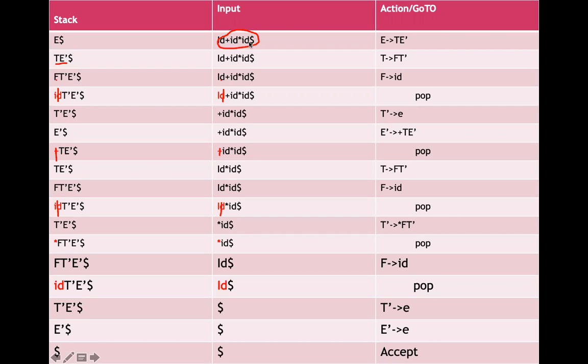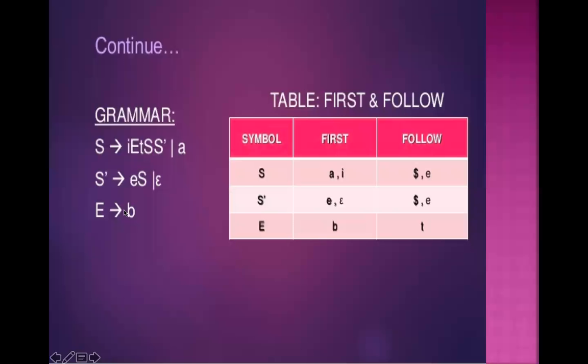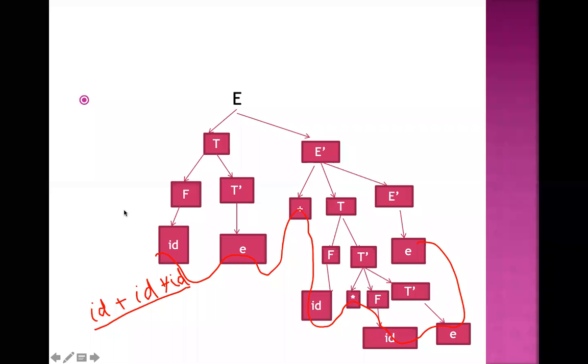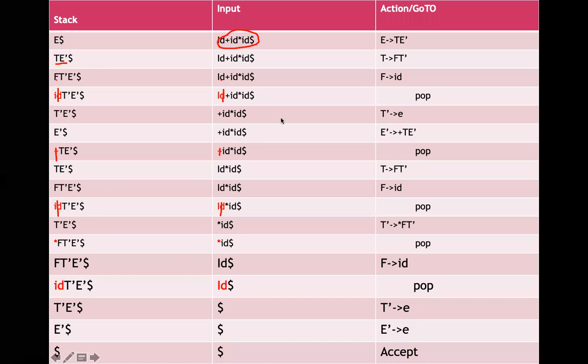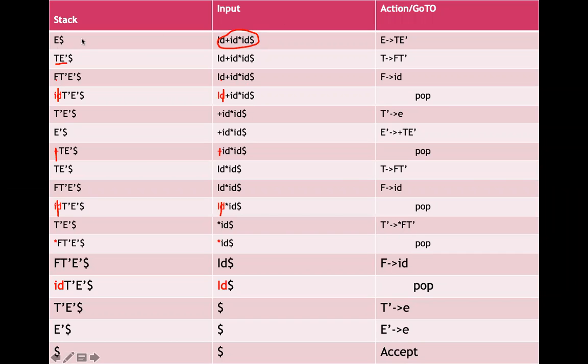With the tree we constructed. See here, ID plus ID star ID. Here we have taken dollar as the starting symbol on the stack, and dollar here also. What is the starting symbol? That is equal to E. So under E, what is the input here? ID will be the input.